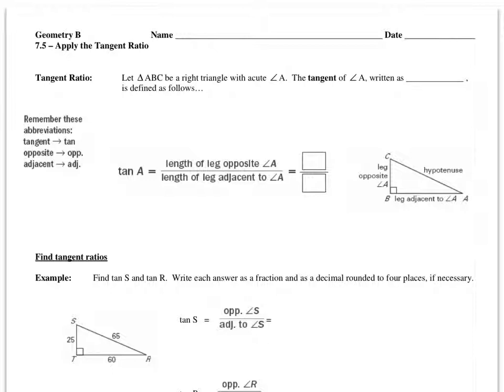And one thing I want you to remember, so I'm going to put a star right here, is this is only for right triangles. The tangent ratio works when we are using right triangles here.